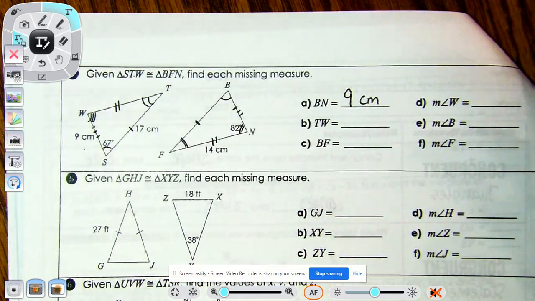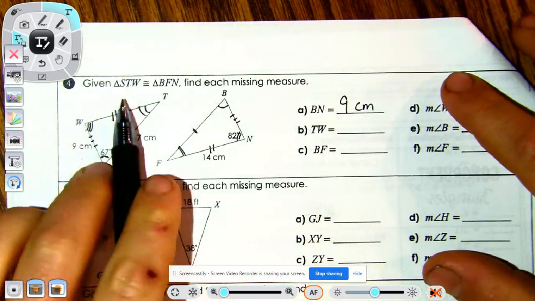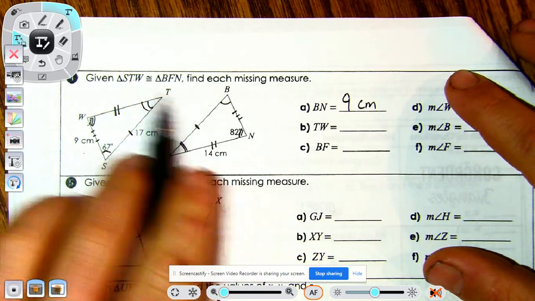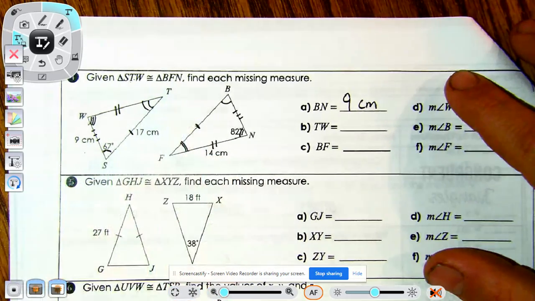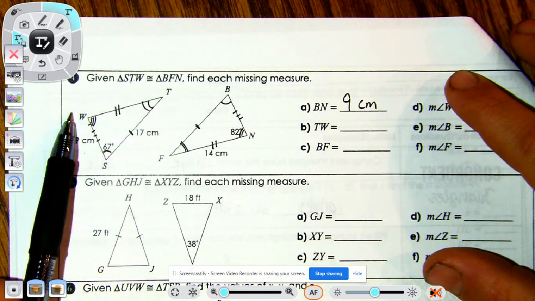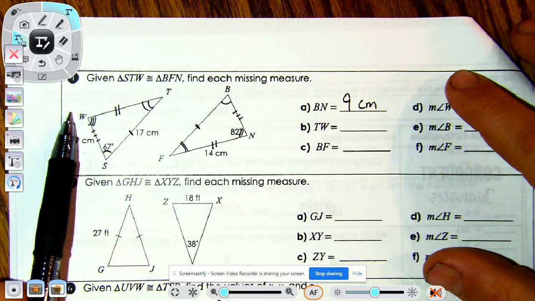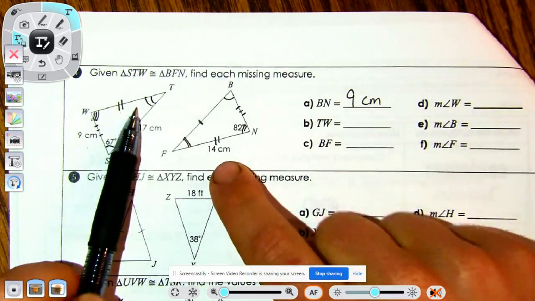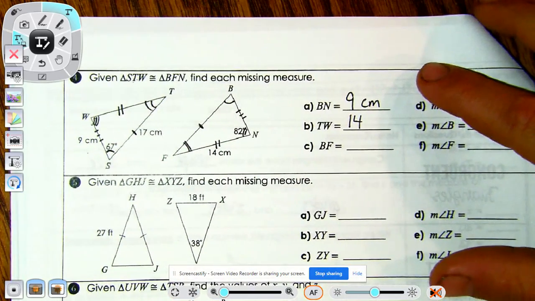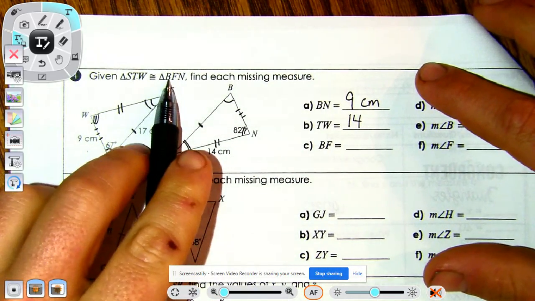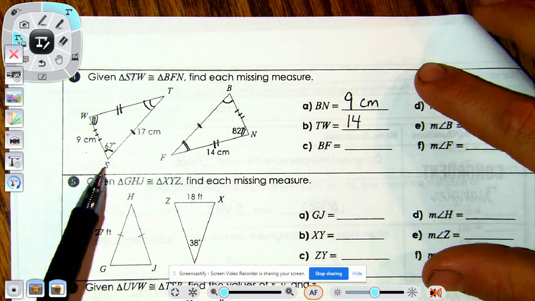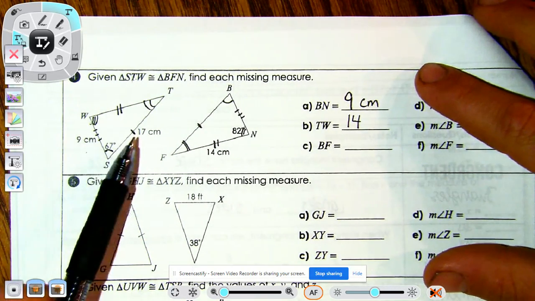TW, so looking right here, TW was my second and third. That's congruent to FN. So looking down here, I did not have a distance for TW, but I do know that FN is equal to 14. If those are congruent, TW is going to be equal to 14. Wants to know what BF is. BF is congruent to ST. Well, over here they told me ST was equal to 17. So what's BF going to be equal to? 17 centimeters.